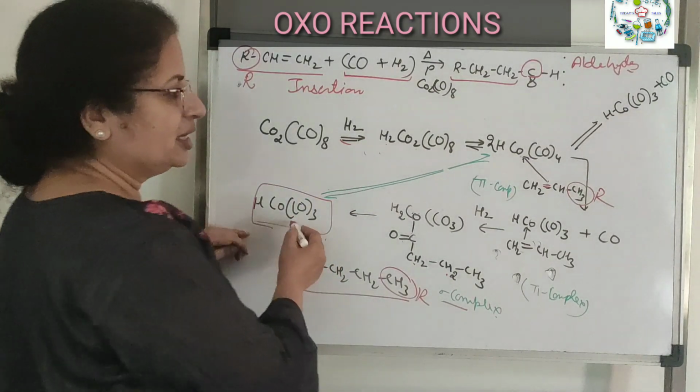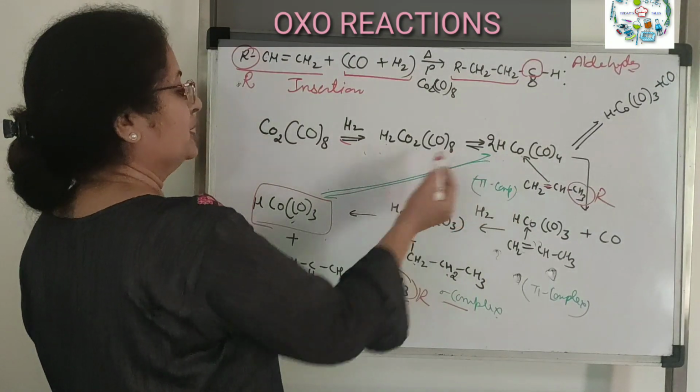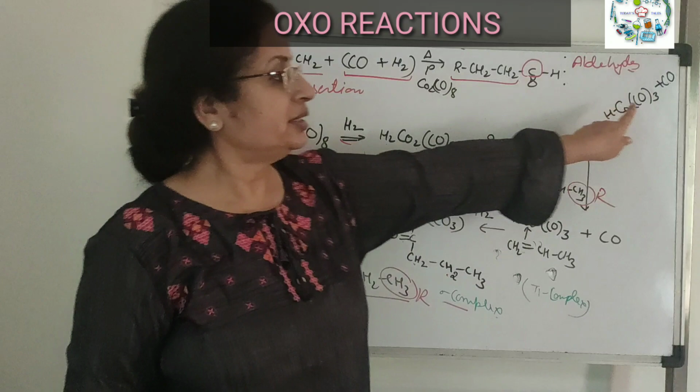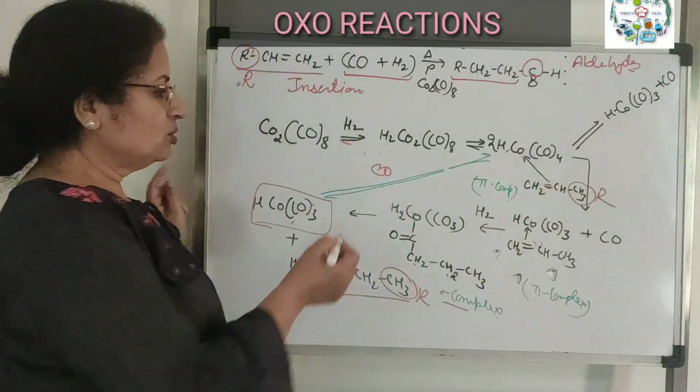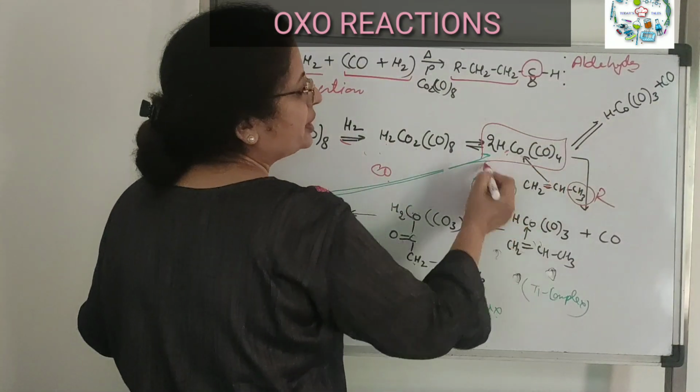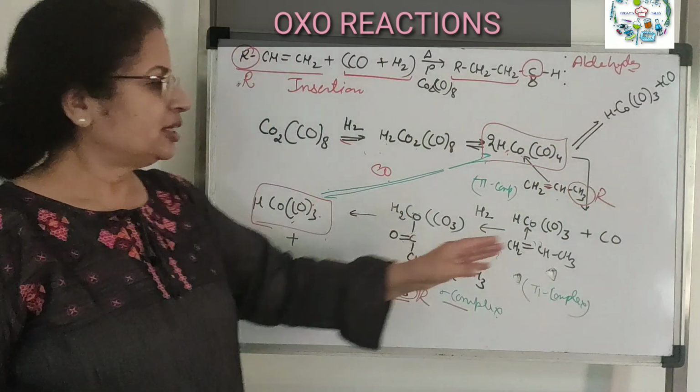This is tetravalent and similar to this compound. It will take CO easily, which means this and this are the same, so they are in equilibrium with CO. So again this will react with terminal alkene.